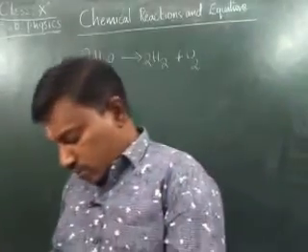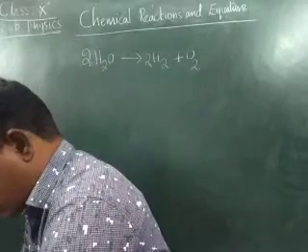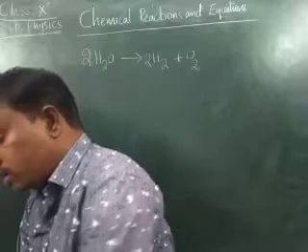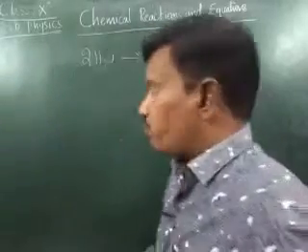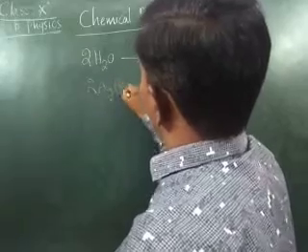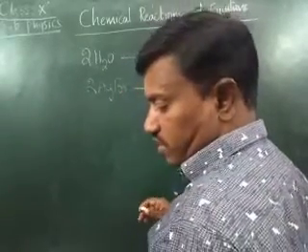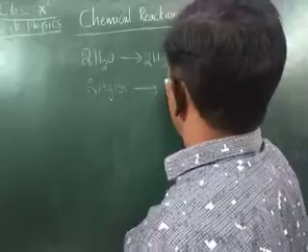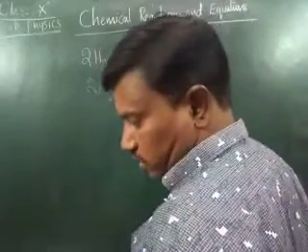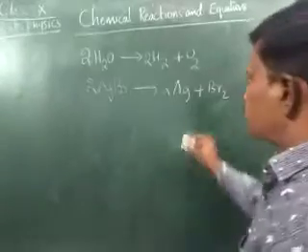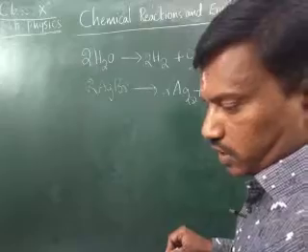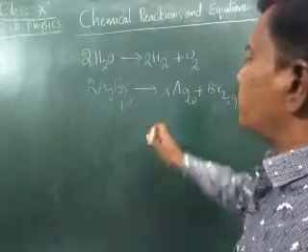Next we have another example, silver bromide, 2AgBr. Silver bromide, on giving sunlight to it, gives 2Ag plus Br2. Here 2Ag is silver, a solid, and Br2 is bromine gas. Therefore silver bromide on exposure to sunlight decomposes.